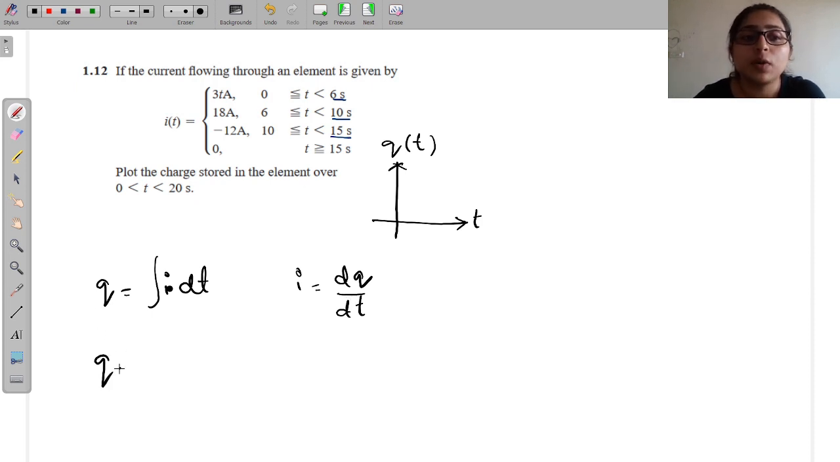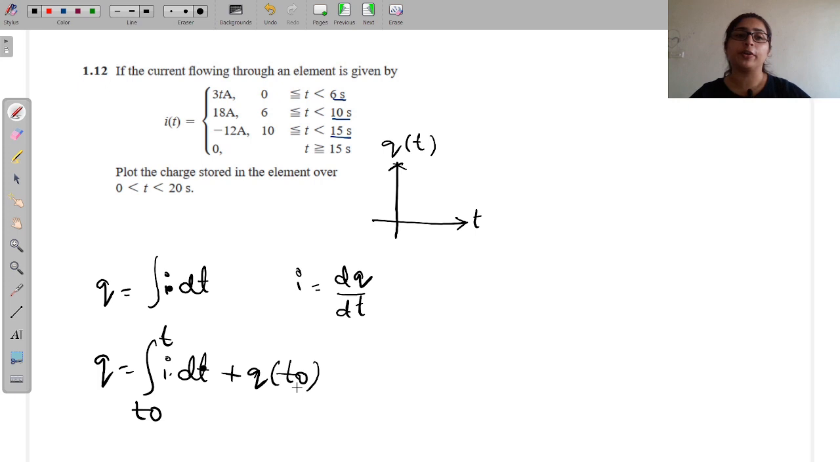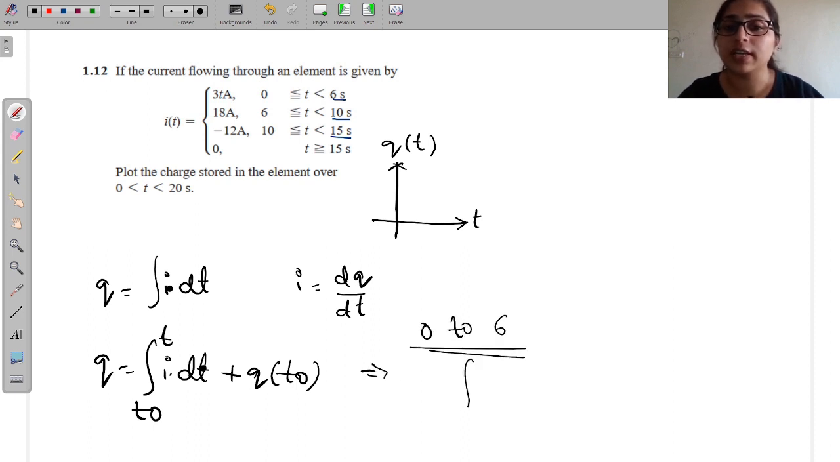So remember, this one will be the integral from t naught to t of I dt, plus here you have to include the charge at the initial point. Here, q of t naught for this particular duration 0 to 6. I cannot write this 6 here. It should be t. So for the 0 to 6 duration, it is 0 to t. What is the current? It is 3t into dt.